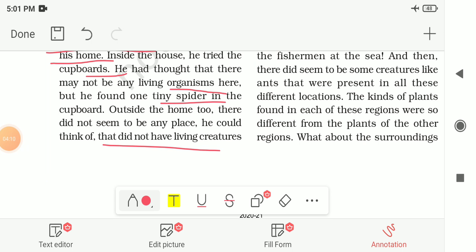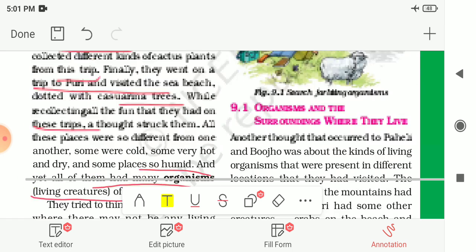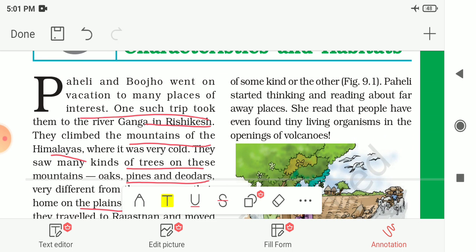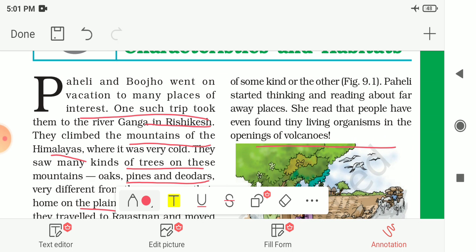Outside the home also he did not find any place. He could not find any place where there is no living organism. So Paheli started thinking and reading about faraway places, wondering whether there is any place on the earth where living organisms are not there.